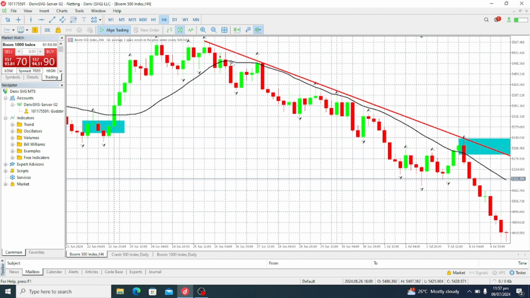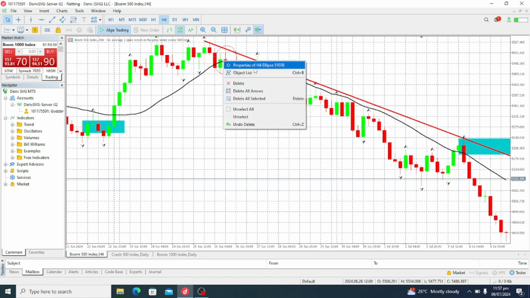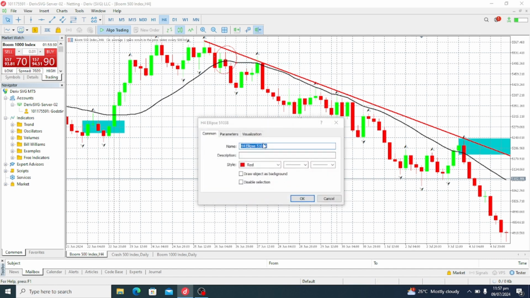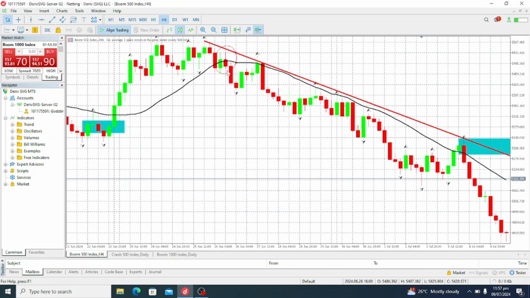Here is the first opportunity. This particular one is a very good position for you to take your trade.